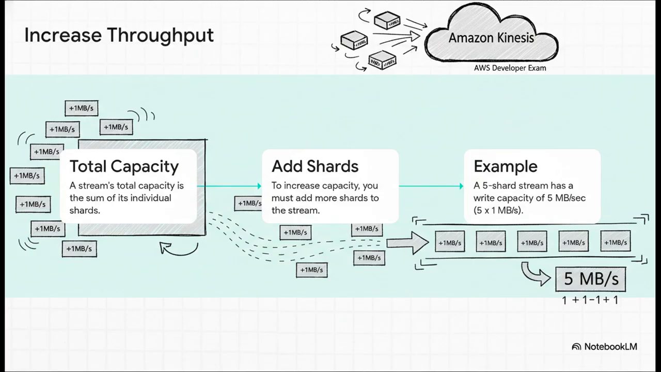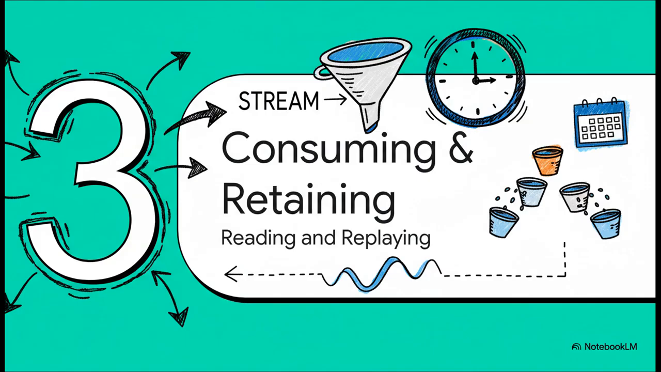It's that simple. It scales perfectly. You need 5 megabytes per second of write capacity? You create a stream with exactly 5 shards. Done. Okay, we've successfully pushed our data onto the stream. Now, how do we get it back out?